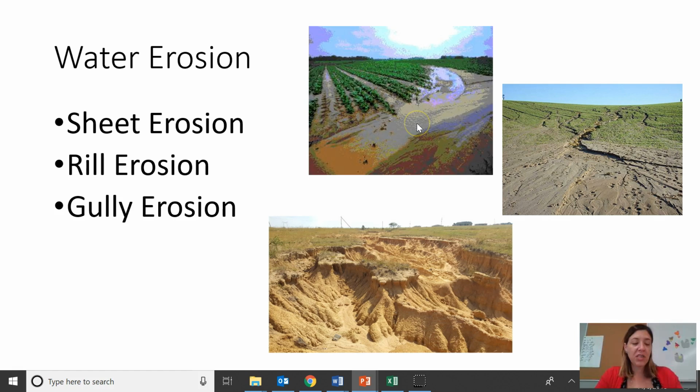This first one here is called sheet erosion. Sheet erosion occurs on flat land and removes thin layers or sheets of topsoil. This second one over here is what we call rill erosion. Rill erosion causes tiny streams, and they carve little channels called rills in the topsoil. The third type of water erosion is gully erosion, which is caused by larger streams. Basically, water can remove enough of the soil to create these large gullies.